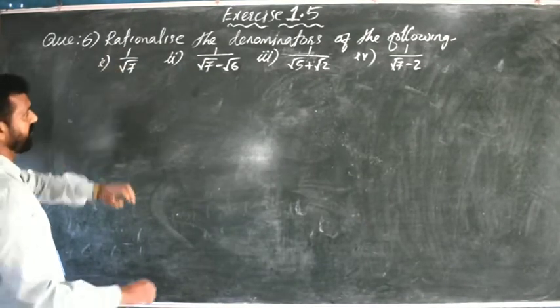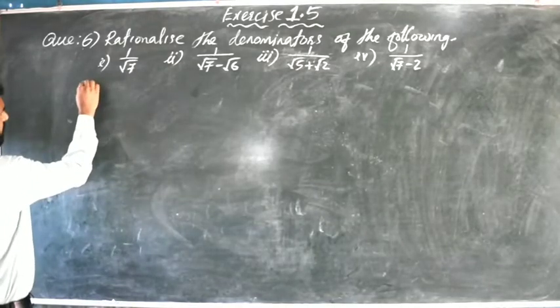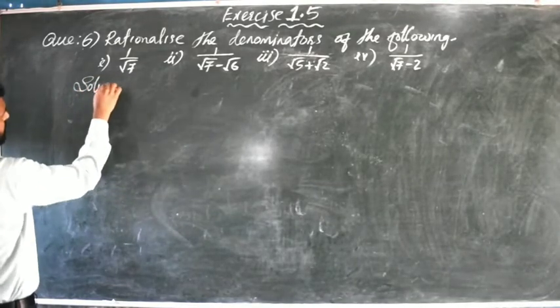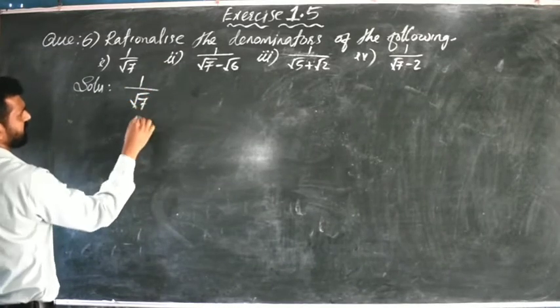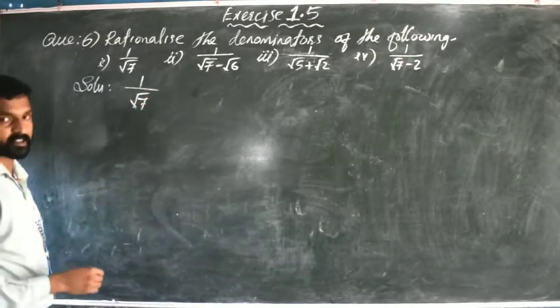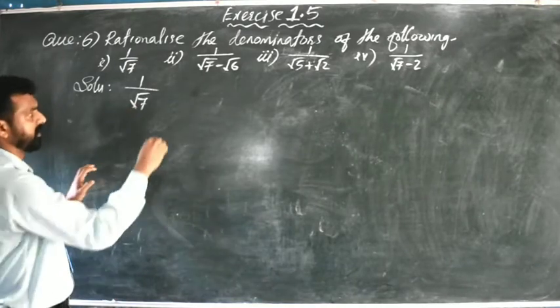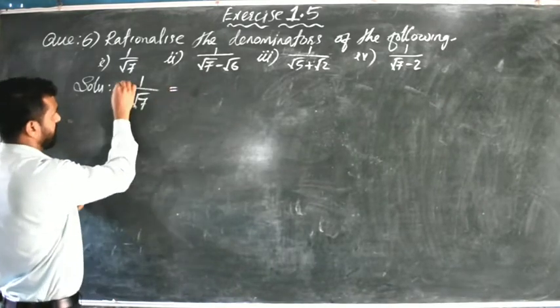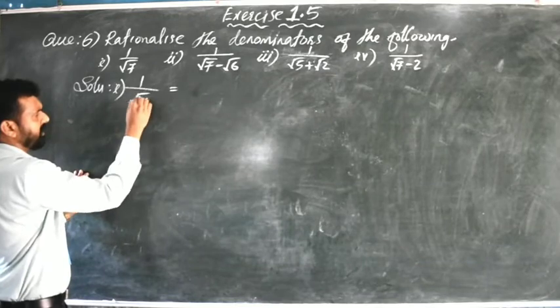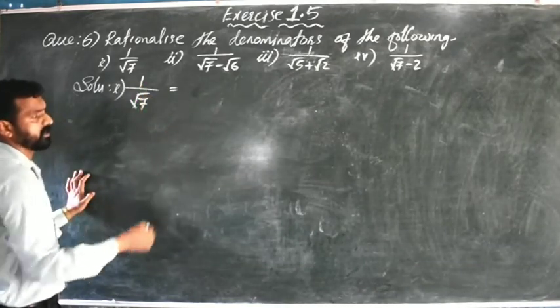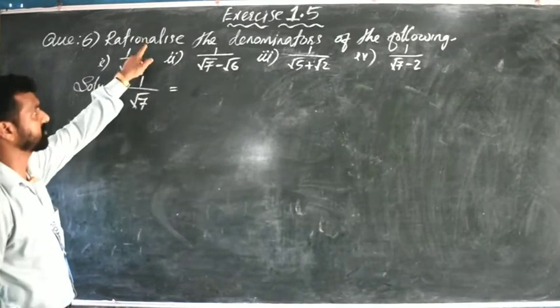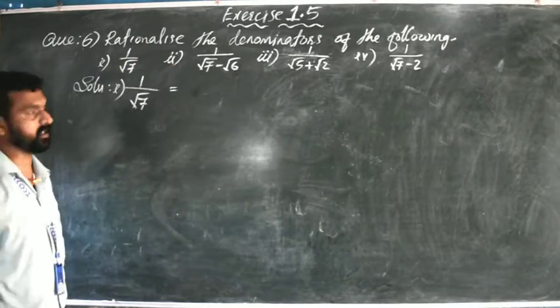Question number 1, 1 by root 7. The denominator is an irrational number. Root 7 is an irrational number. So we have to make it a rational number. Making this irrational denominator into a rational denominator, that process is called rationalizing the denominator.